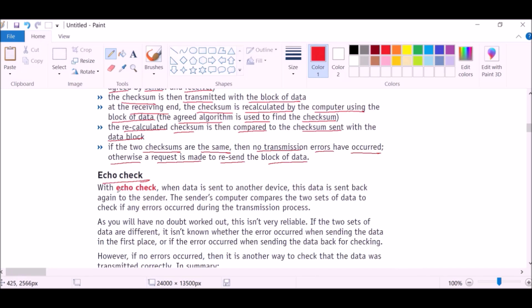Echo check. With echo check, when data is sent to another device, this data is sent back again to the sender. The sender's computer compares the two sets of data to check if any errors occurred during the transmission process. This method isn't very reliable. If the two sets of data are different, it cannot be known whether the error occurred when sending the data in the first place or if the error occurred when sending the data back for checking.